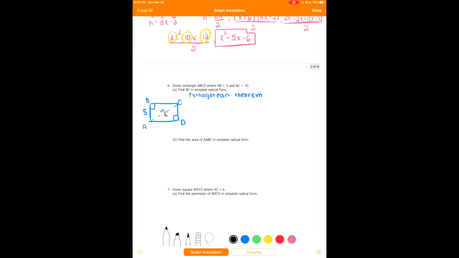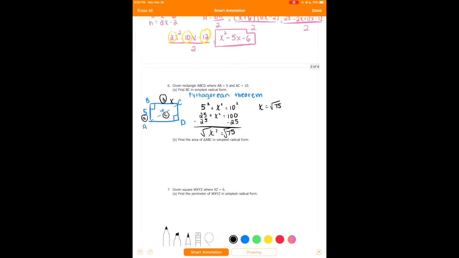So my longest side across from the right angle is always my C, and then I'm going to call AB my A. So my A is 5 squared plus, and B is what I'm trying to find, so I'm going to call that X. And then I'm going to solve for X. I'm going to take the square root of both sides. And then I need to simplify my radical.